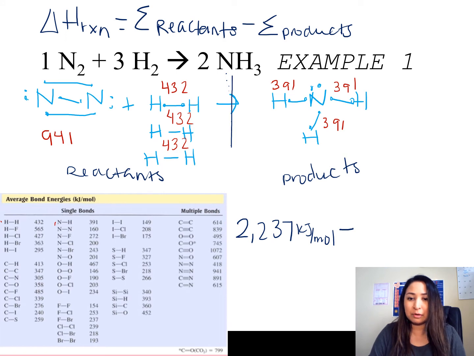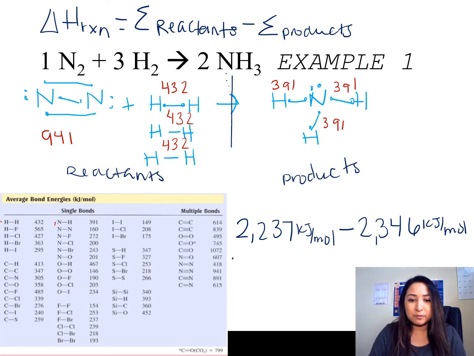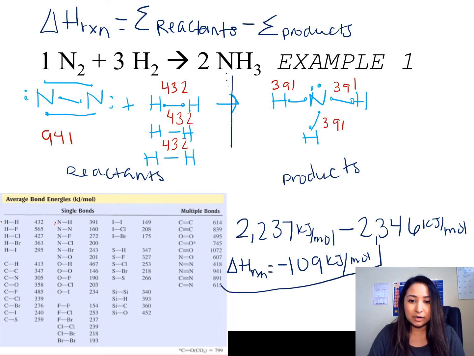Minus, now we can do 391 plus 391 plus 391, or 391 times 6, and we get 2,346 kilojoules per mole. And we subtract them. So when we subtract them, we would get our answer for our delta H of the reaction. So when I do, I get negative 109 kilojoules per mole. That is our answer. And because our delta H is negative, that means we have an exothermic reaction.